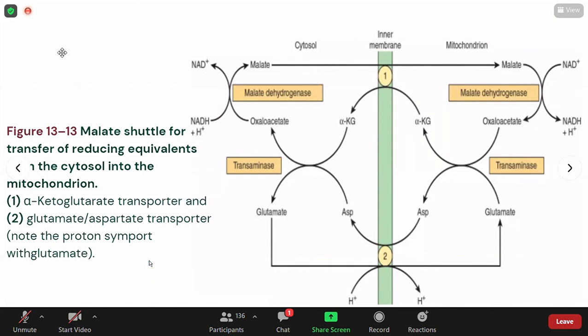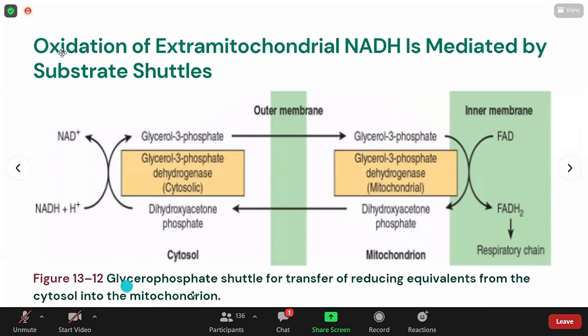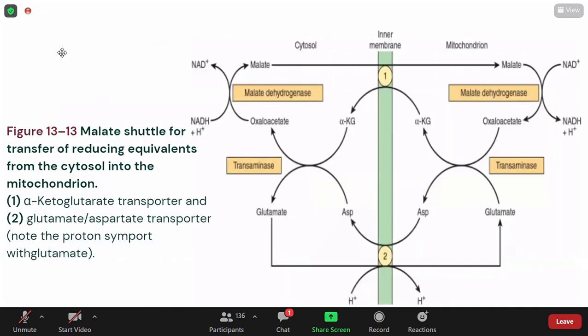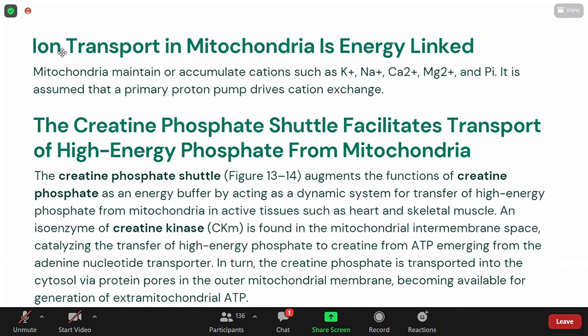The other one is the glycerophosphate shuttle. So we have creatine phosphate. By the way, ion transport is an energy link. So active transport: potassium, sodium, calcium, magnesium, and organic phosphate. Their primary proton pump drives cation exchange. All right, the creatine phosphate shuttle facilitates transport of high energy phosphate from mitochondria.